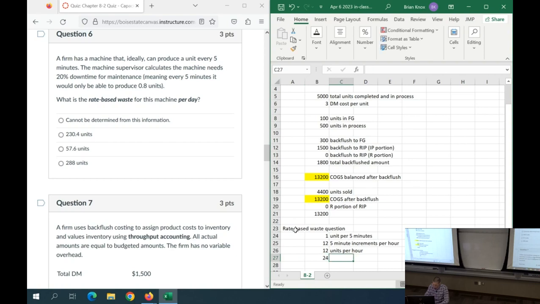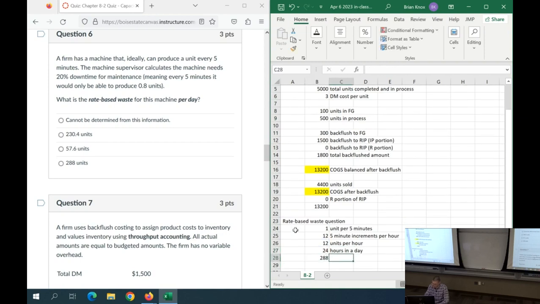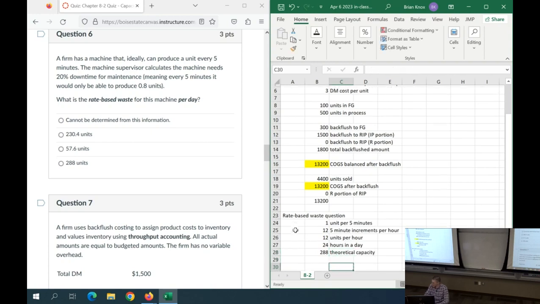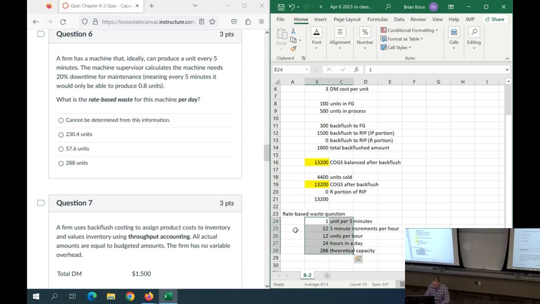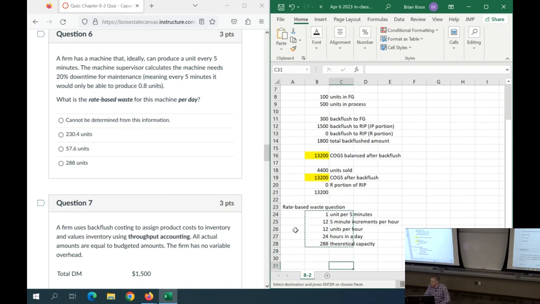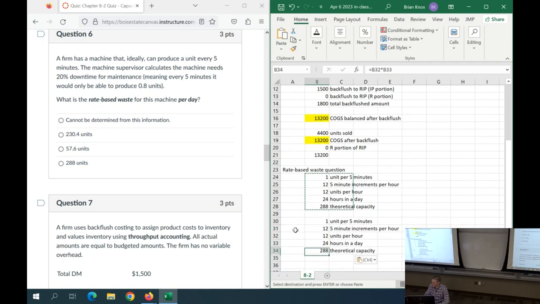And then we have 24 hours in a day. So this is our theoretical capacity. And then if we repeat that, but now saying, no, I don't want to cut it. Copy it. But change the unit every 5 minutes to 0.8. We get a practical capacity of 230.4 units every day.